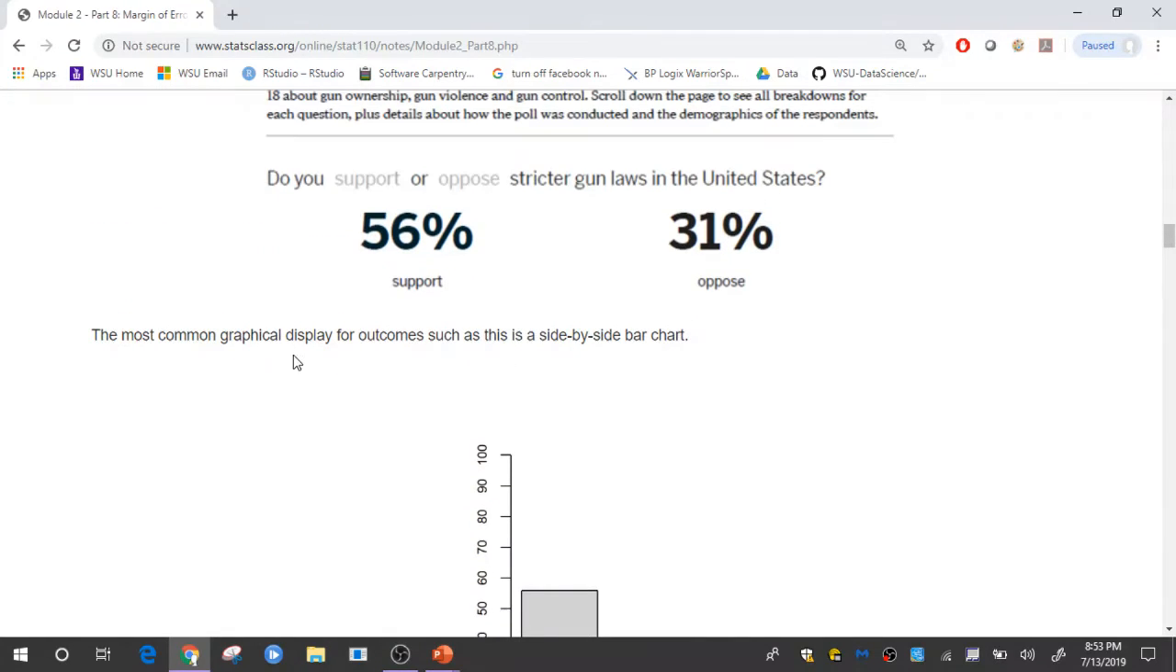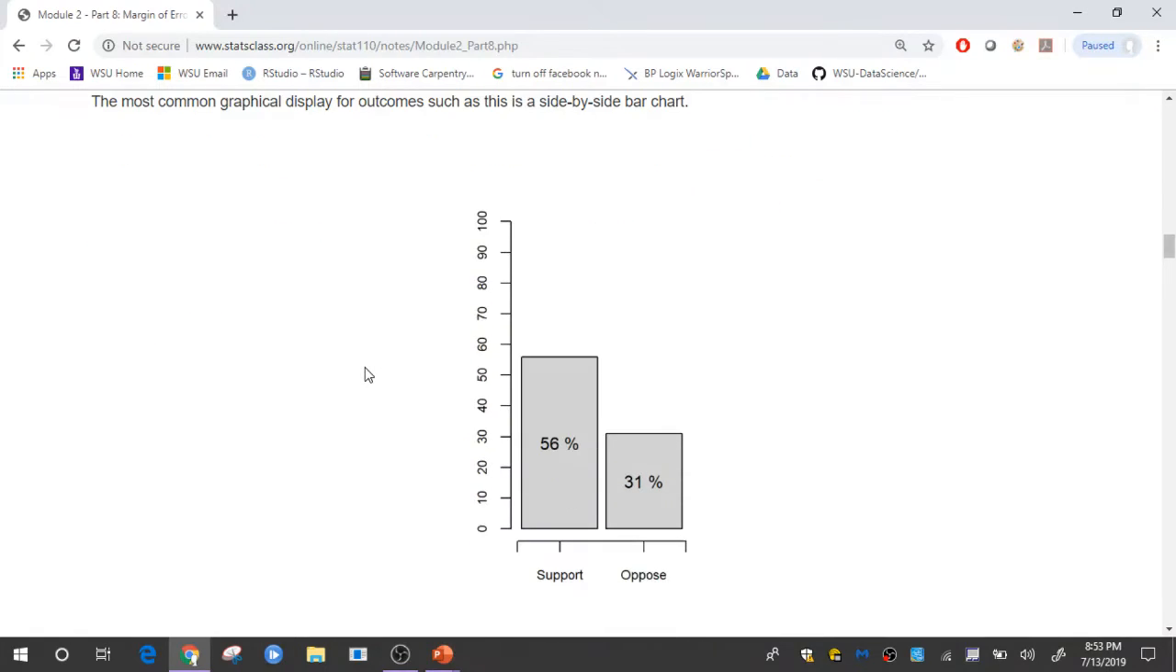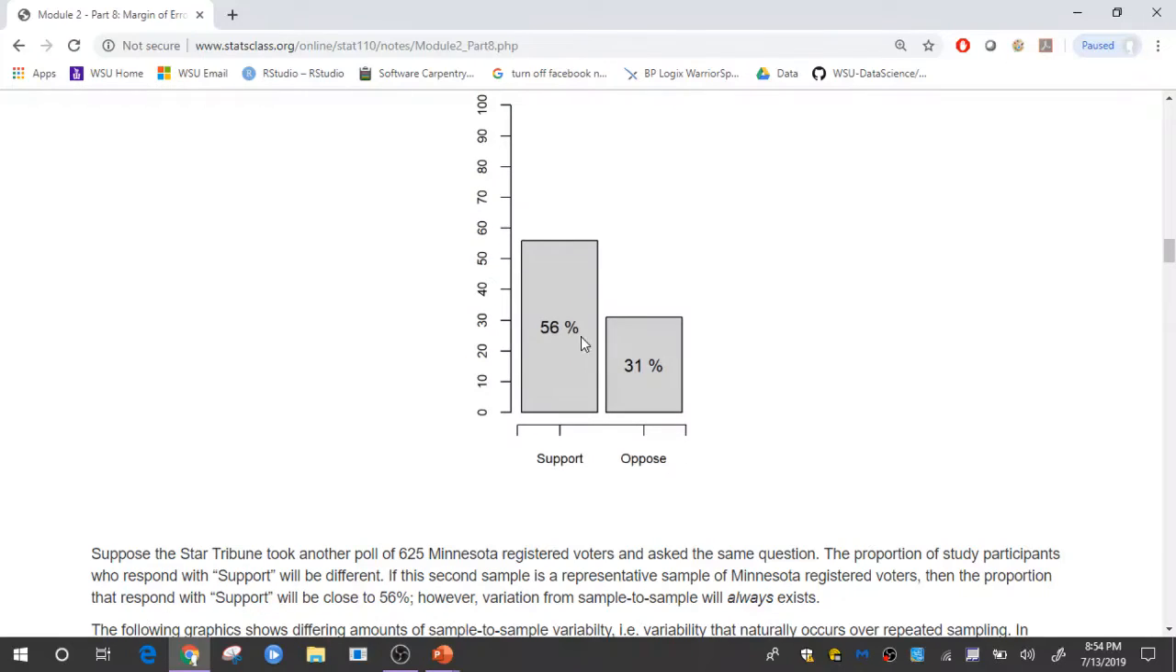Okay, the most common way that we would graphically present information like this would be just with a side-by-side bar chart. So something real simple like this, where I have the support that goes to 56% and oppose is 31%. The scale here is just the percentages.